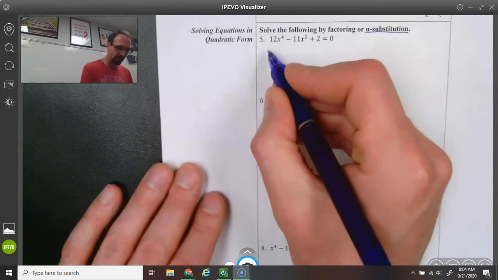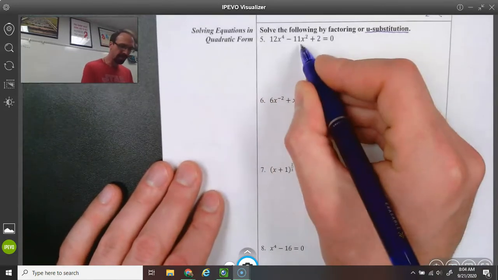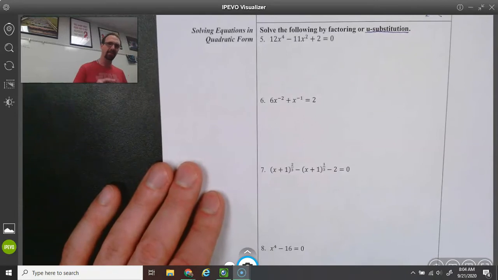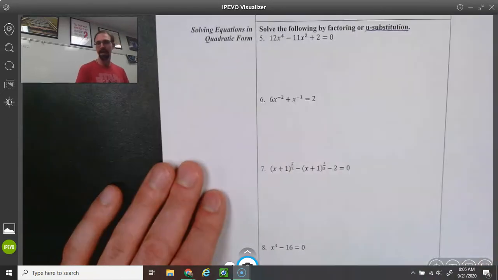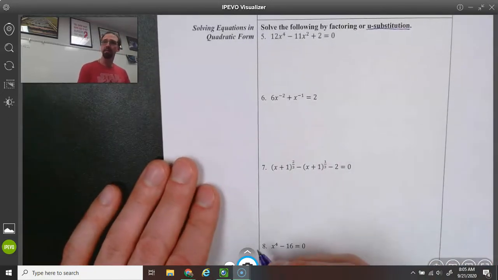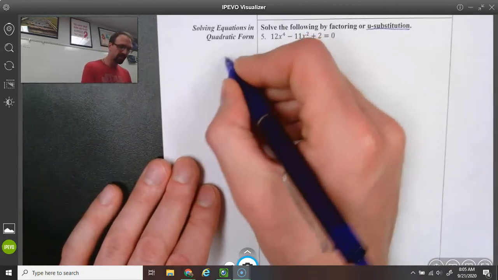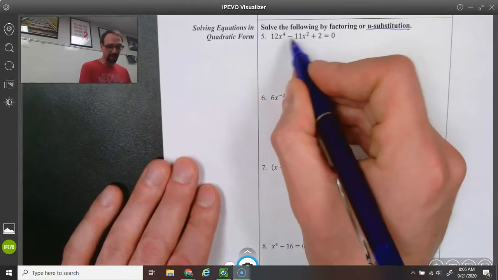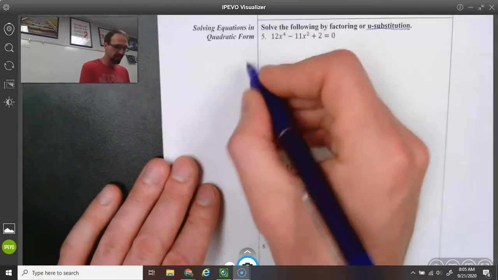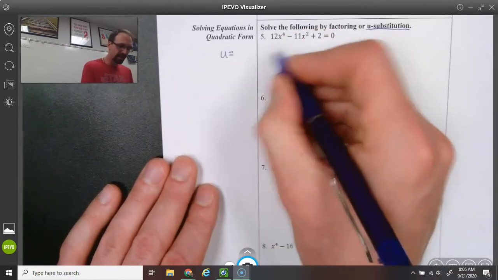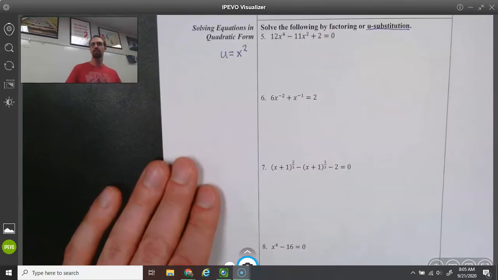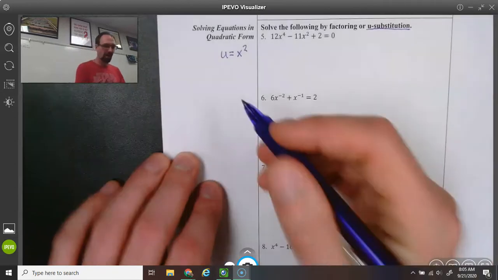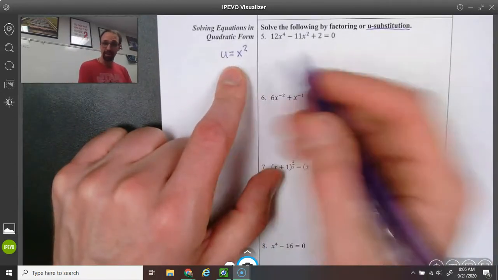So here we have 12x to the fourth minus 11x squared plus 2. Let's think about this for a second. This looks really close to a quadratic. The only problem is that it's not a quadratic. It's x to the fourth, not x squared. So what I'm going to do is substitute. Instead of using x, I want this to be x squared. So I'm going to say u is now x squared. Anytime I want this to work out using a quadratic, I'm going to use a u.